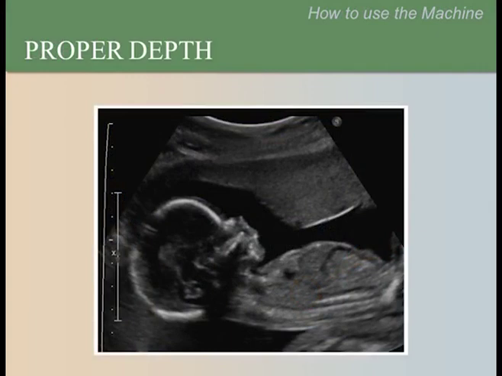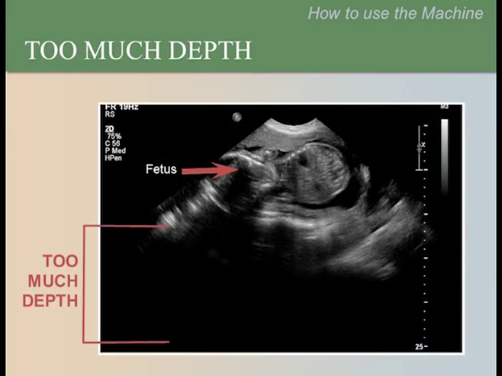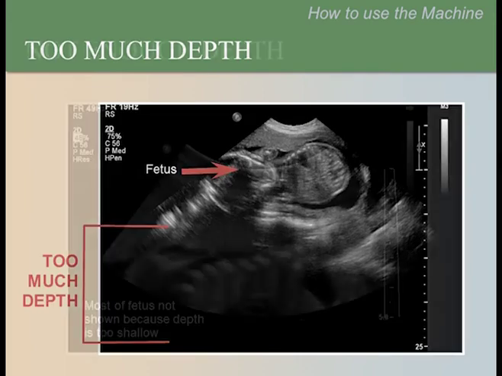For best quality, the target of your scan should be in the middle of the image. Notice how the fetus is centered in the image. In this image, the target should be the fetus, but there is too much unwanted information because of the extra depth. We are sending the waves too far into the pelvis. We don't need the image below the fetus. We would rather see the fetus centered in the image.